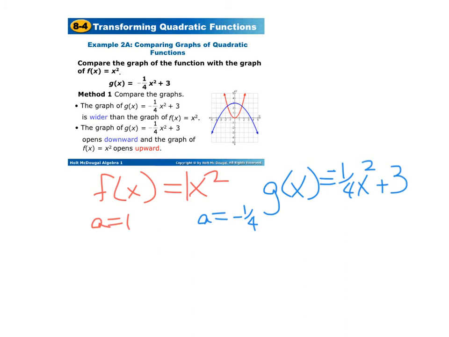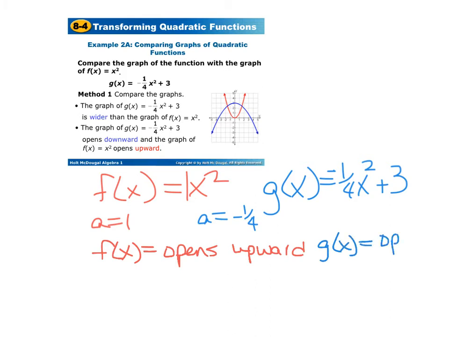So one change is the graph f of x opens upward, where graph g of x opens downward. So you could say f of x opens upward because it's positive, and g of x is downward. We can also state that f of x, because it's a 1, is wider than the blue one. So this one's wider.